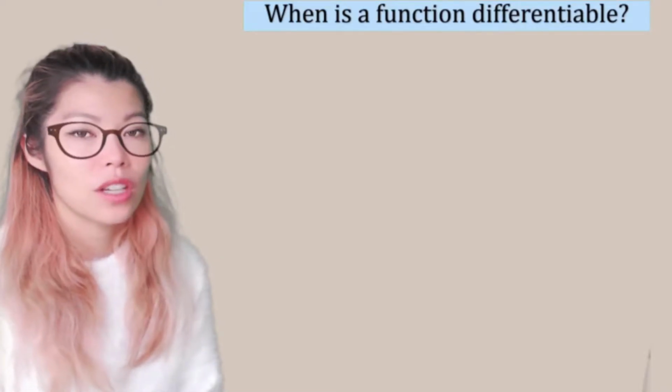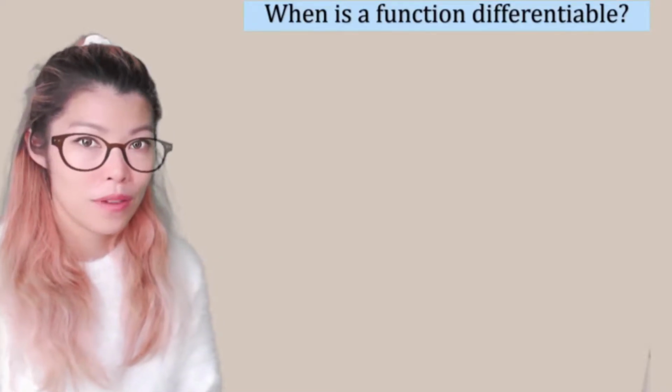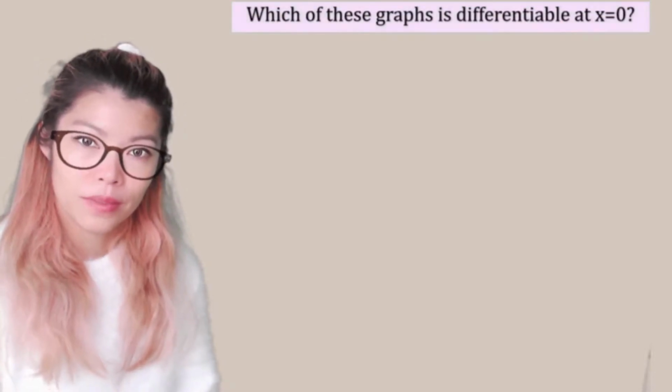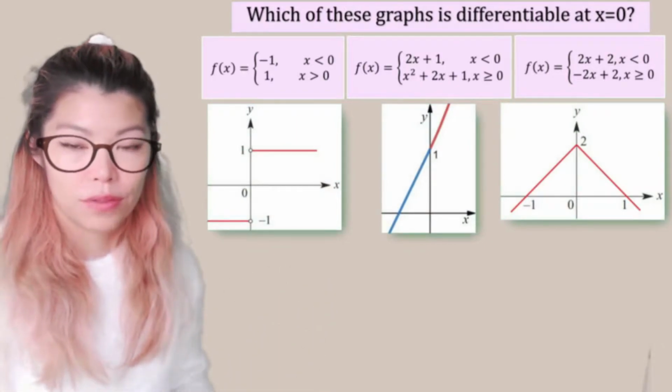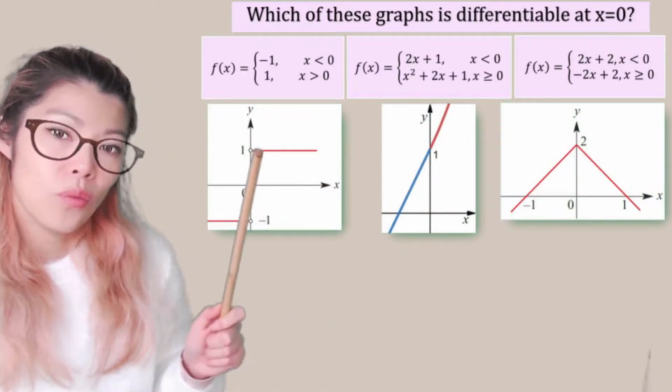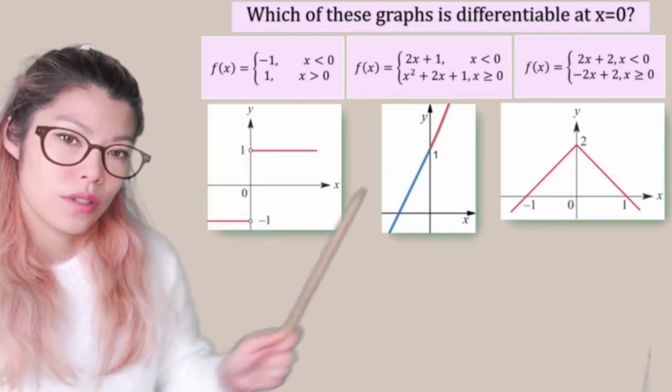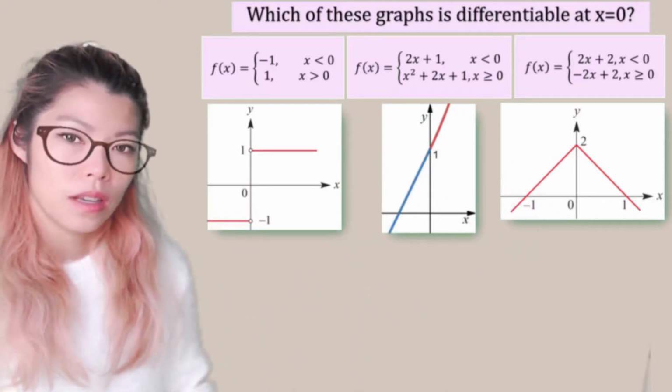When is a function differentiable? When can you find a derivative of a function? Well, let's have a look at a certain point, because most of the graph is differentiable, but we have to question whether this point here, x equals 0, is differentiable. So let's have a look.